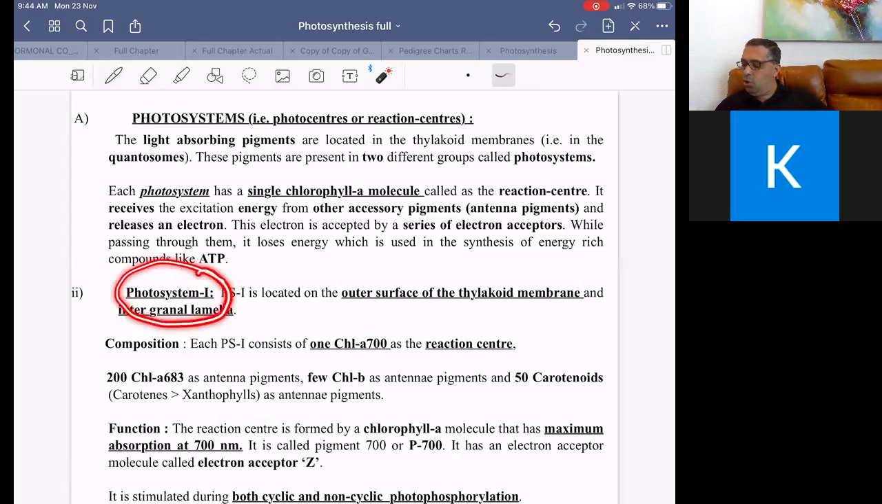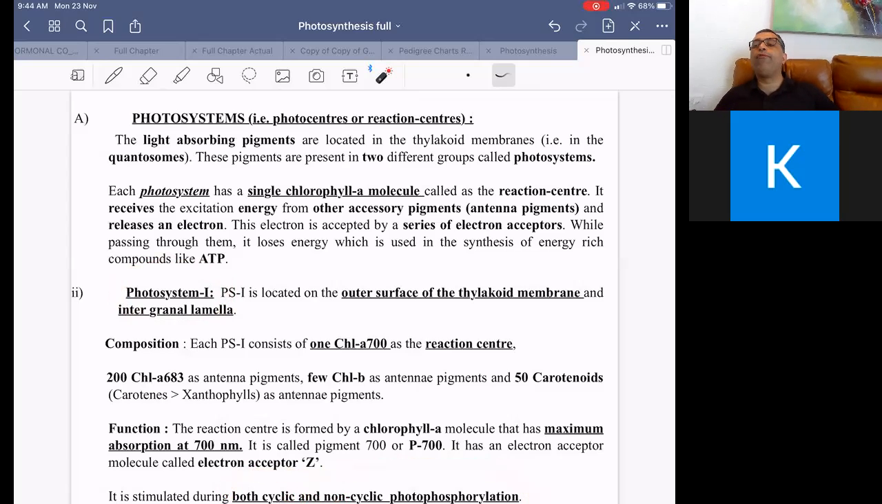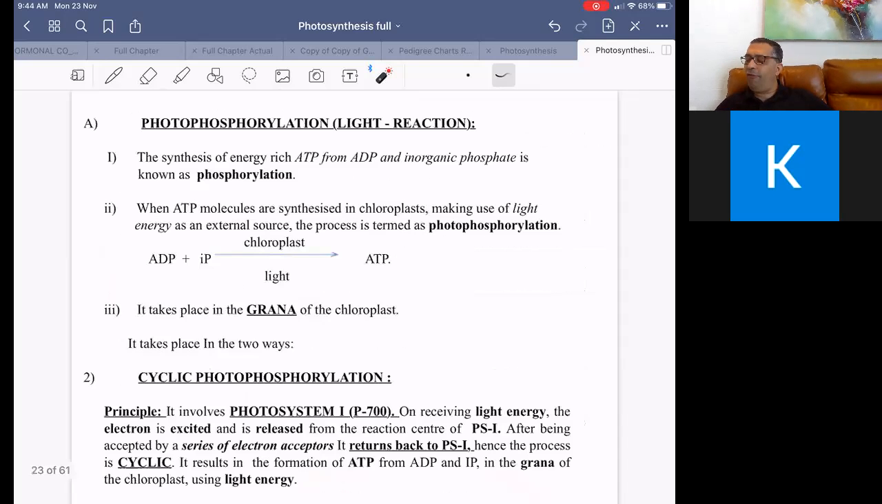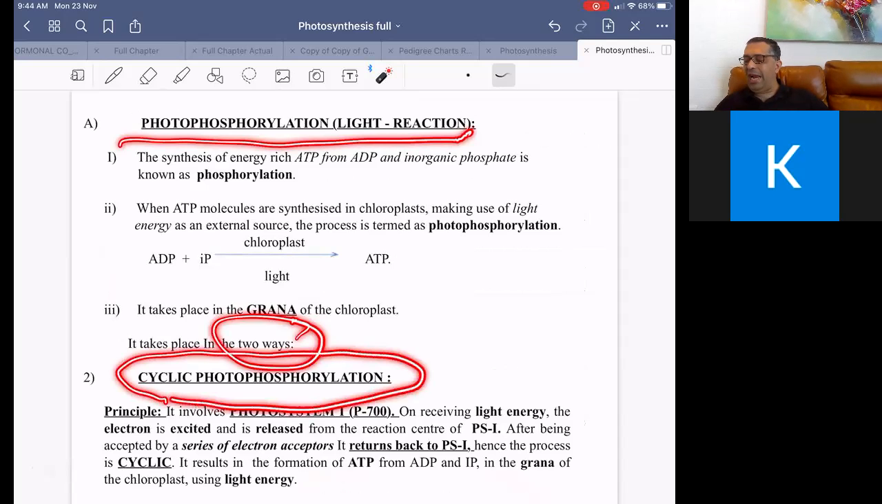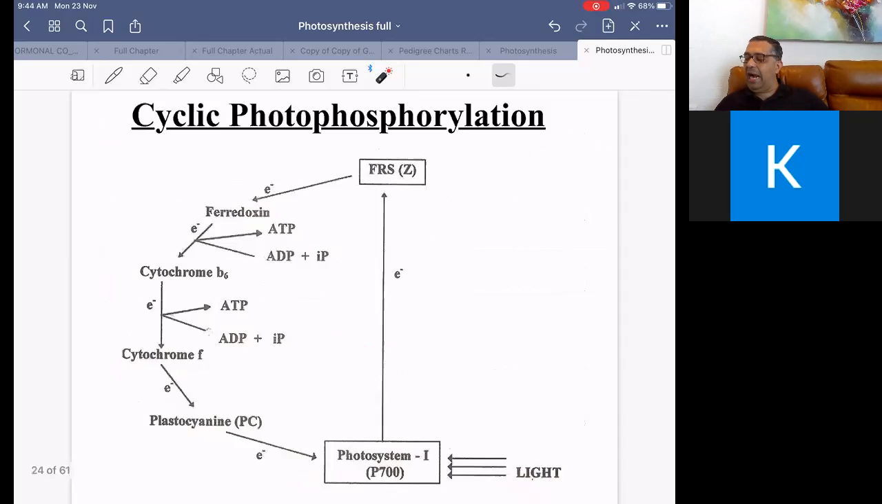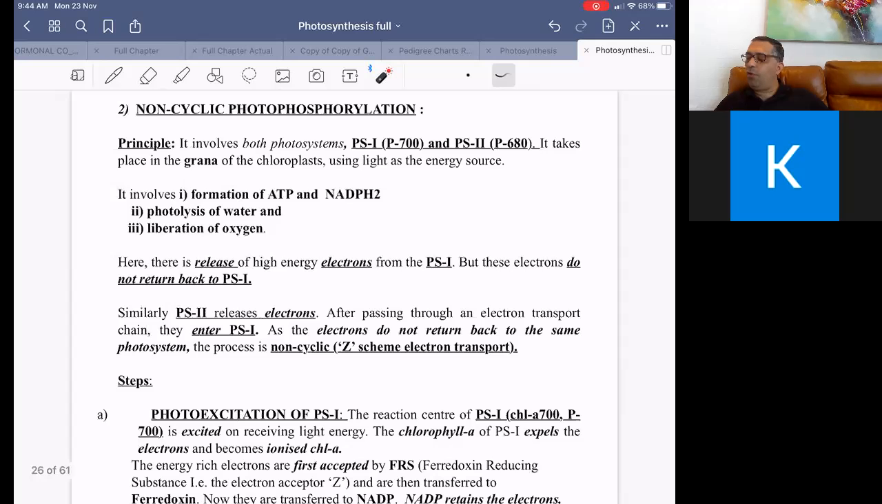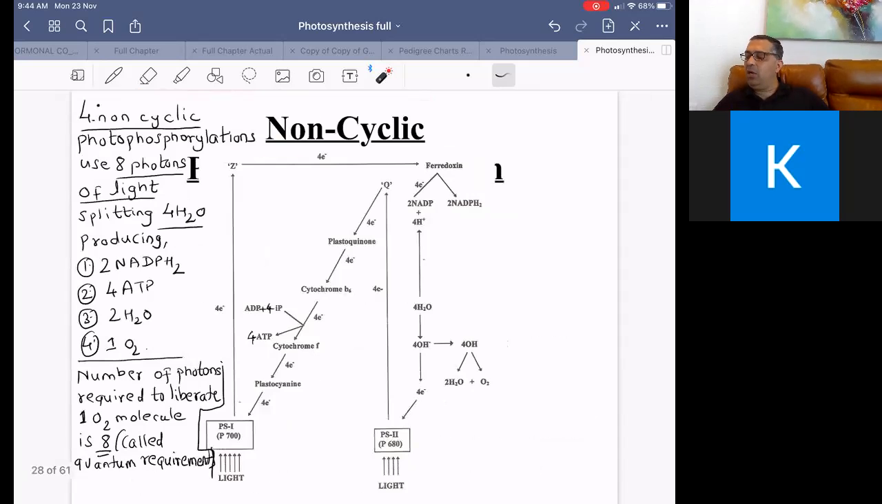Photosystem 1 is used both in cyclic and in non-cyclic photophosphorylation. अब ये word करते हैं. Photophosphorylation, which is the actual process of light reaction, is of two types. दो टाइप के होते हैं, करेंगे डिटेल में. Cyclic photophosphorylation and non-cyclic photophosphorylation.